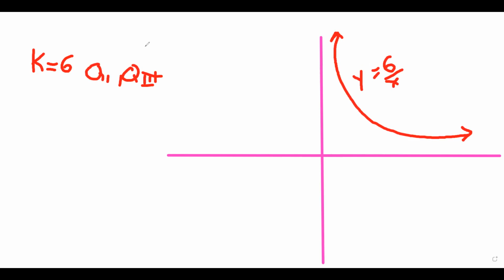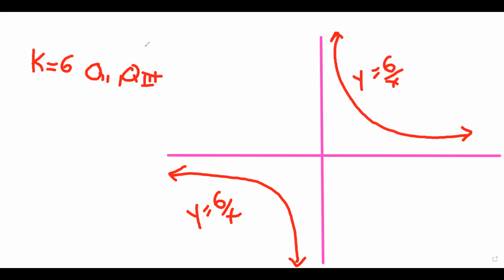So y is 6 over x. And I told you it must be graphed in quadrant 1 and quadrant 3. So I must draw it here as y equal 6 over x. If k is greater than 0, it's in quadrant 1 and quadrant 3.